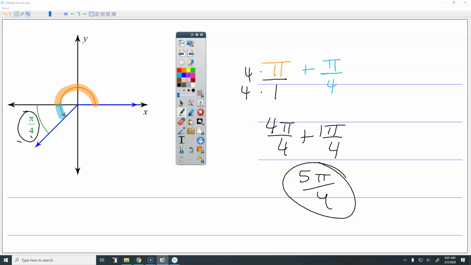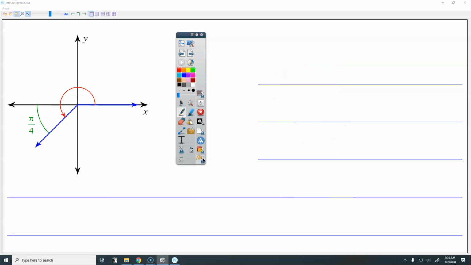So it's just like degrees. You add your way up to it. It's just that we're doing radians, which involves fractions, which involves common denominators. So that's it. Let's do another one.